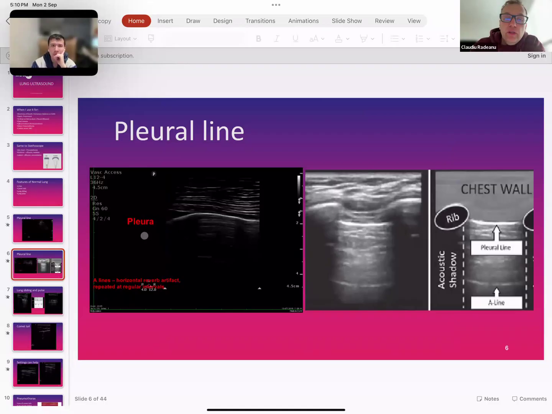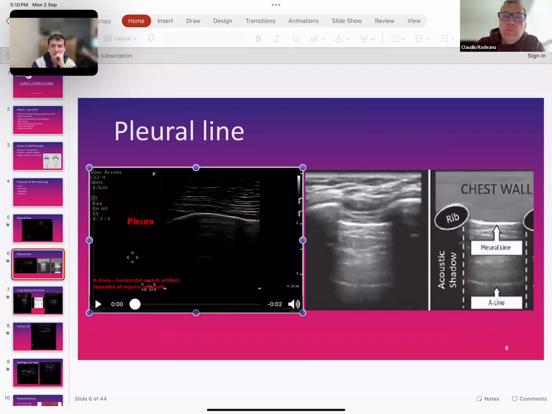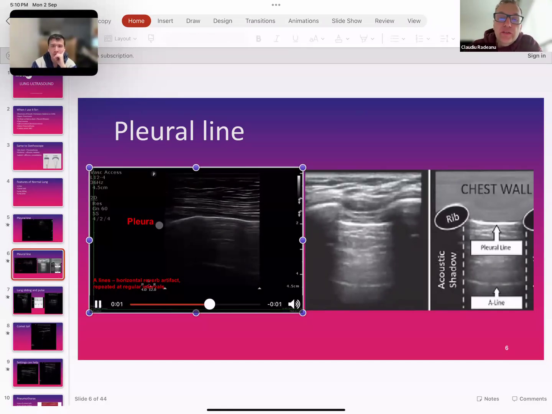Coming back here, this is using a flat probe. What you see here is pleura. This is subcutaneous tissue and muscle, and some subcutaneous fat. Okay, and this is pleura.